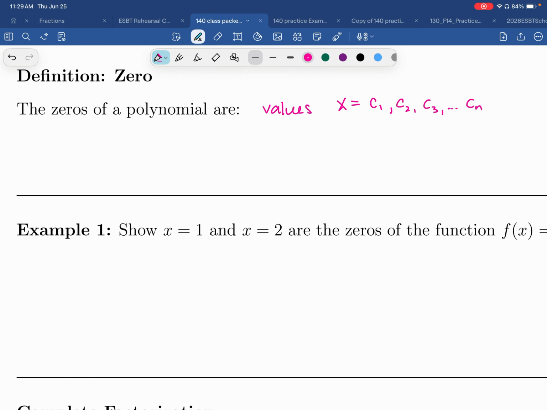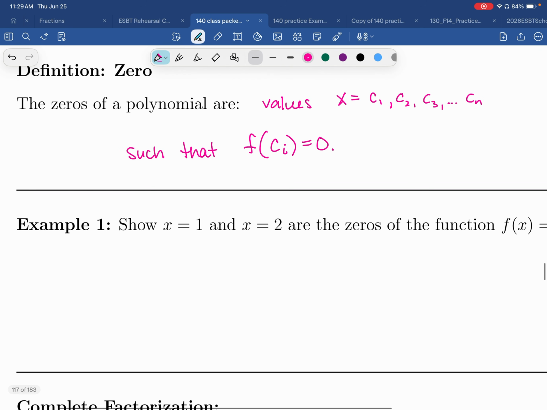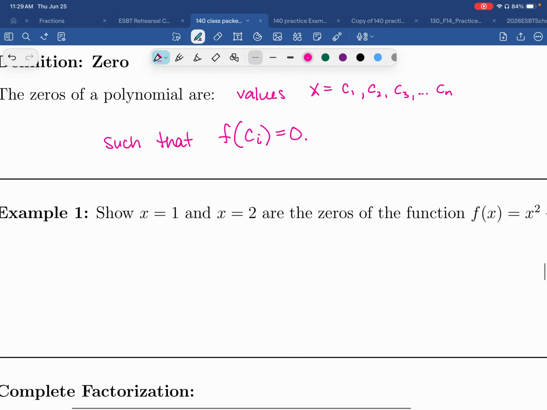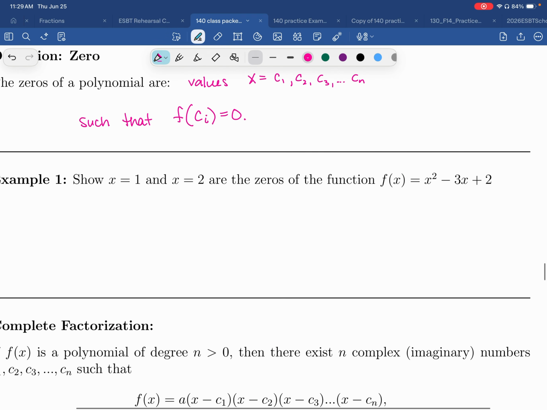So these are values such that when you plug them in, you get 0. So plug back into our function any one of those C's, and I can say any one of those C's by saying C sub i. So i means any one of them, 1 through n. And when you plug it in, you get 0. Okay, so that's what it means. A zero of a polynomial is just a value for x such that when you plug it in, you get 0.